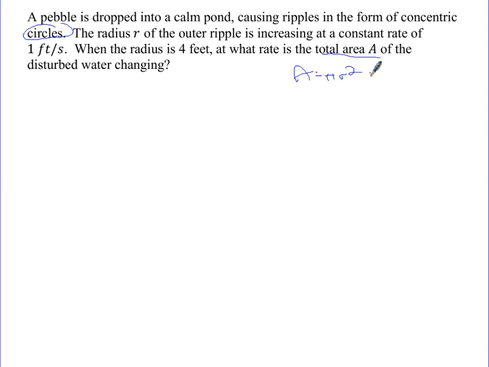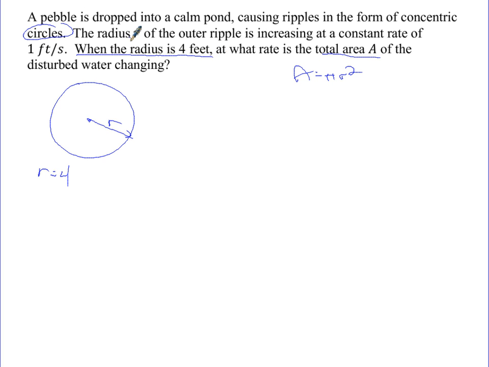So I want to write down what I know and what I don't know. First of all, is area constant? No. Is the radius constant? No. So those are my two variables. I'm going to draw a picture here. I have a circle. I have a radius, r. And I'm going to label some stuff on this circle too, or maybe I'll just write it down off to the side. They tell me that the radius here is 4, so I'll write off to the side, r equals 4, because it says when the radius is 4 feet.